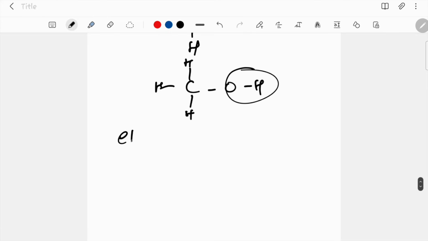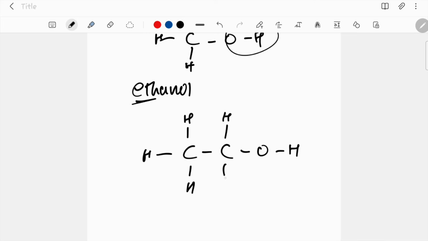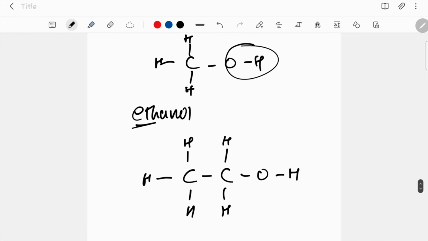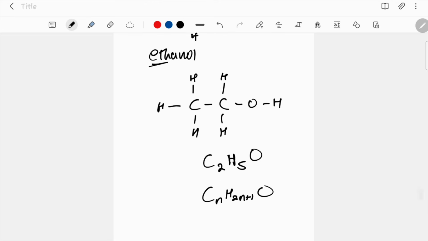So if I want to draw ethanol, we're going to have 2 carbons because it's eth. I just add an OH here, and the rest just fill with H's. So this right here is C2H6O. So I think it's the same formula, CnH2n+2O. That's the formula if I'm right.